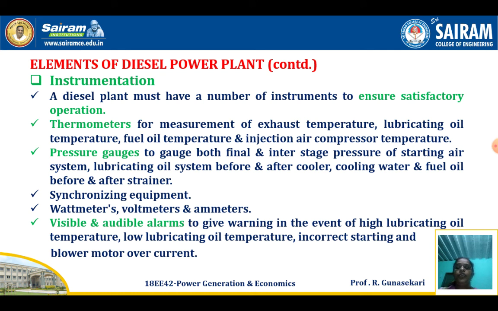Synchronizing equipment is also used in the diesel power plant. Wattmeters, voltmeters and ammeters are also used in the diesel power plant. Visible and audible alarms give warning in the event of high lubricating oil temperature, low lubricating oil temperature, incorrect starting, and blower motor over current.